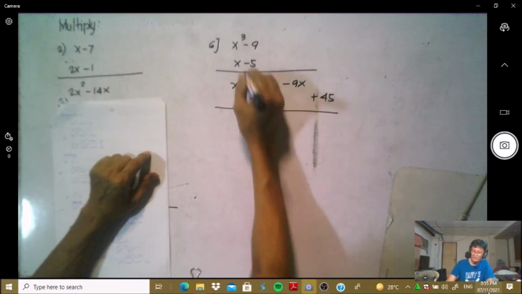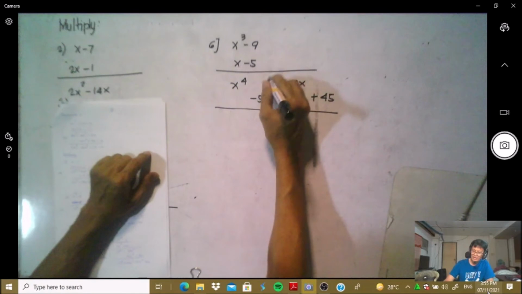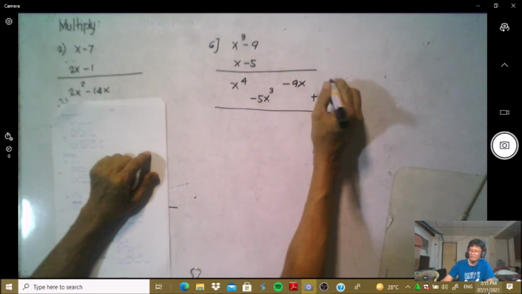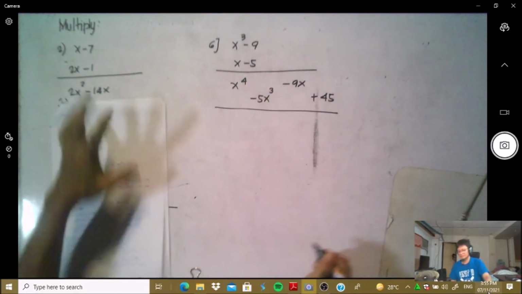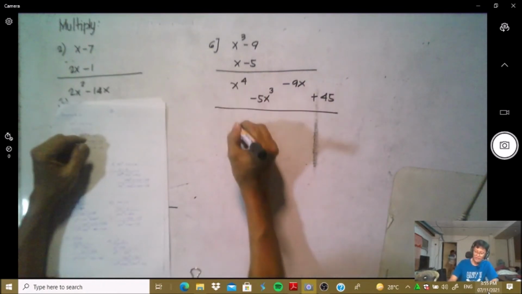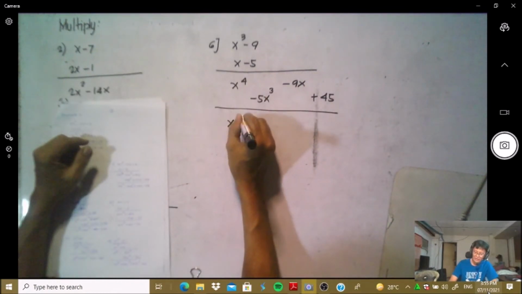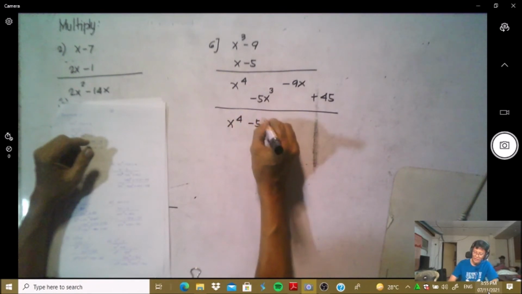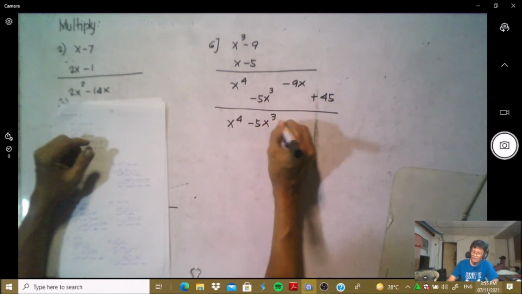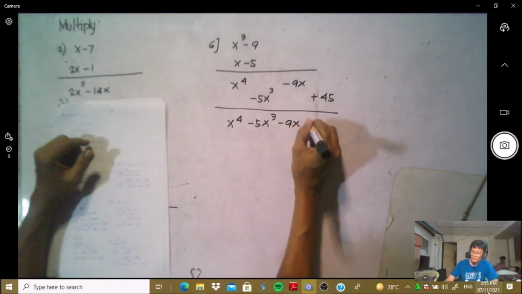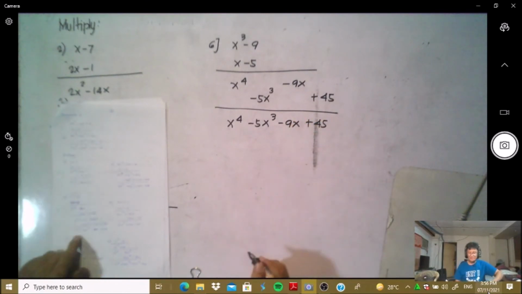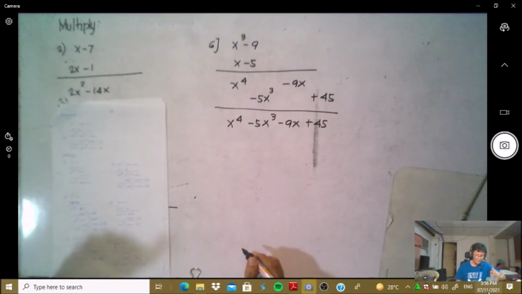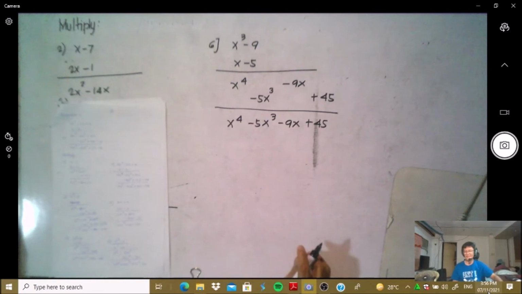Okay, so we have here the first column, second column, third column, and fourth column. So you can add actually 0 x cubed, but you can do this. So just bring down x to the 4th minus 5x cubed, then minus 9x plus 45. Okay, this is now our answer. So we have x to the 4th minus 5x cubed minus 9x plus 45. Okay, can you see that?